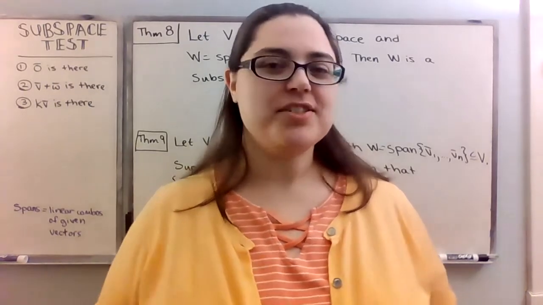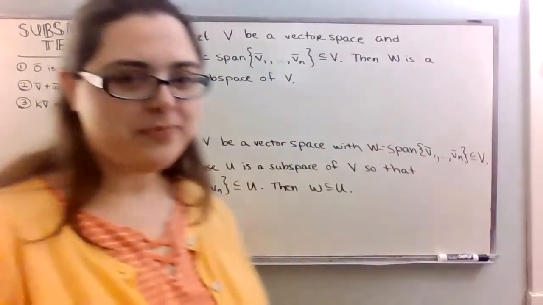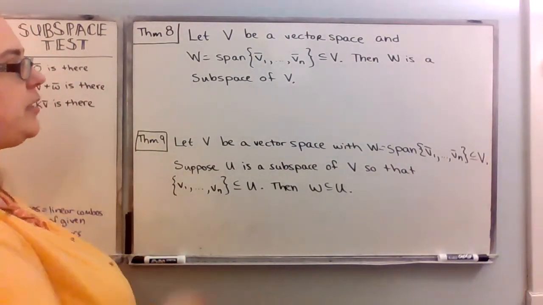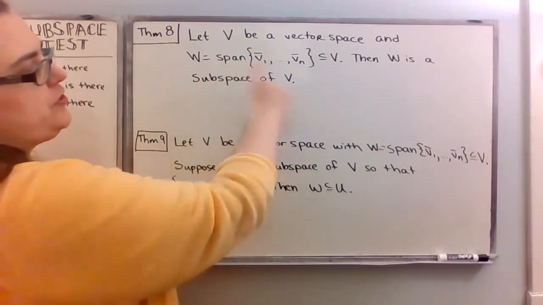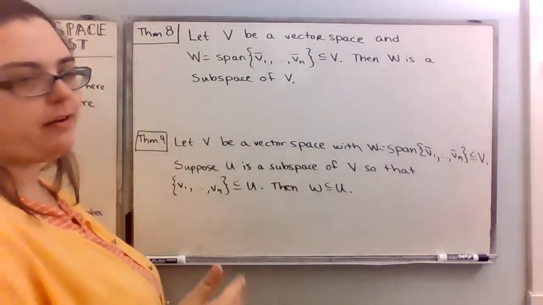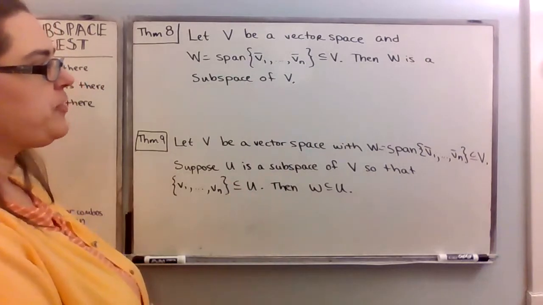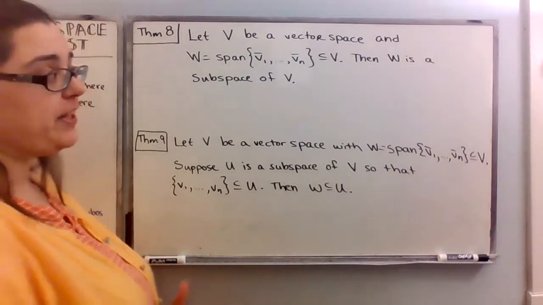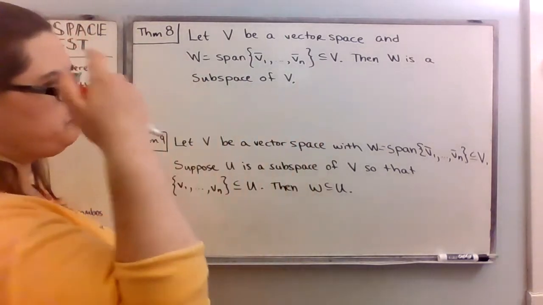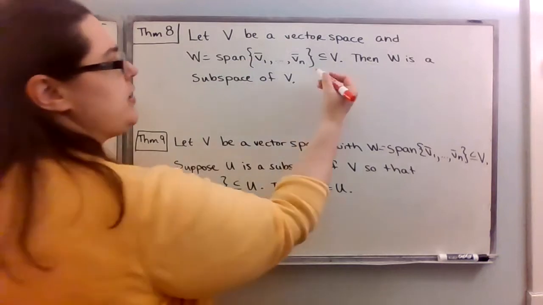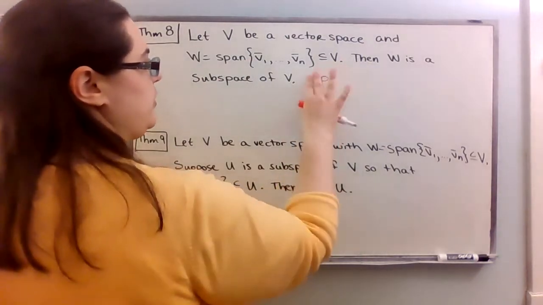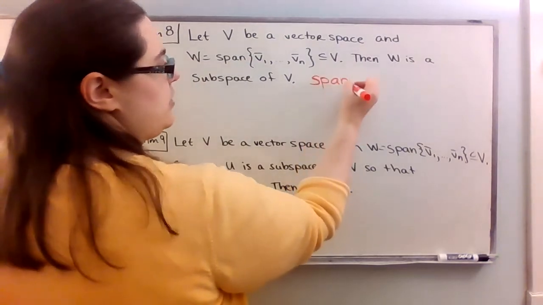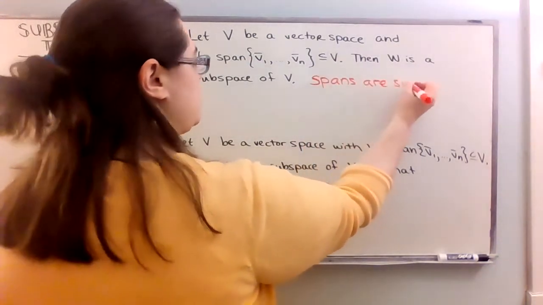Okay, so let's look at these two theorems that I've written up on the board. Theorem 8 says that V is a vector space and W is the span of some vectors. Doesn't matter how many vectors, just a span of some vectors. Then W is a subspace of V. So the main takeaway that you want to keep in your brain is that spans are subspaces.